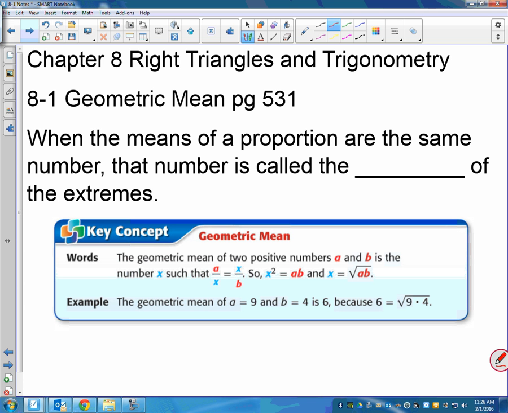Okay, so chapter 8 is called Right Triangles and Trigonometry. This is the whole SOHCAHTOA thing I've been telling you about. We're not there yet, but that's what we're going to learn about in this chapter eventually.